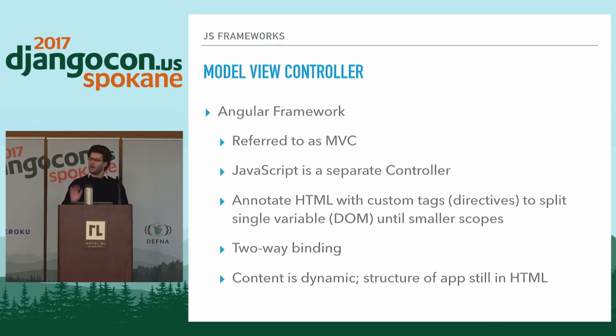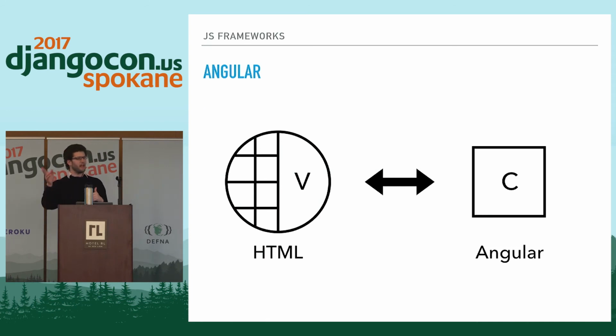It's referred to as MVC. I'm not sure that's 100% accurate, and they keep the JavaScript totally separate, and then they ask you to annotate the HTML with what they call directives so that they kind of connect the two with this two-way binding. So the content is dynamic, but the structure of the app is still dictated by the HTML. I think of it like this, right? You've managed to split up this model into smaller parts, and if you change it in the HTML, it's reflected in the JavaScript and vice versa, but it doesn't actually sort of separate that weird duality between the HTML, or in the HTML.